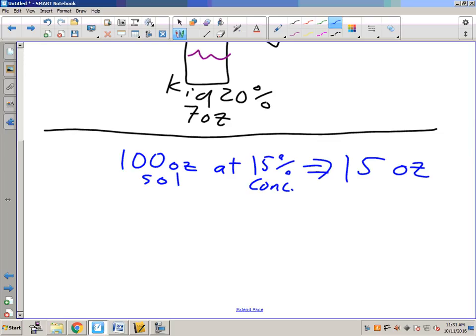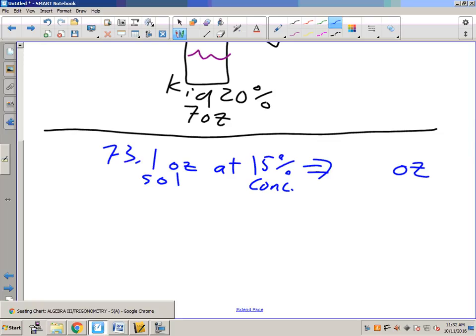All right, so let's test and see if you really do understand how concentrations work. 100 was easy to deal with. Let me give you a number that's not so easy to deal with. I'm just going to make something up here. Again, this is not the actual problem. 73.1 ounces of a solution. Let's stick with 15%. Can you tell me how much actual pure stuff would be in here? We got 73.1 ounces of the solution, but not all of that's pure. Some of it's just water. How much of the pure stuff would be in there? Get a number for me?